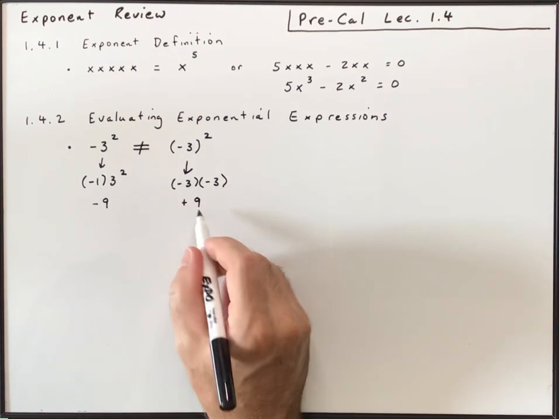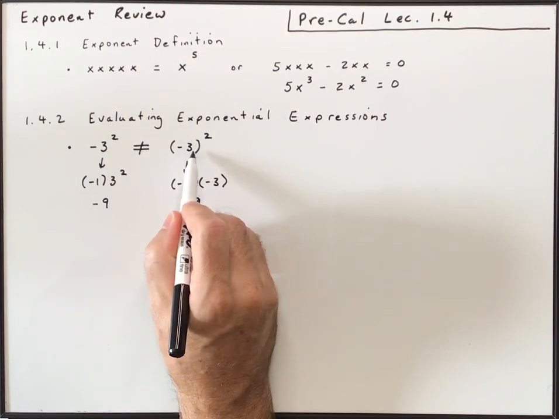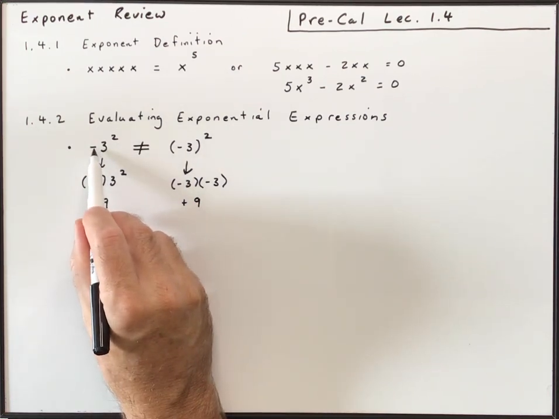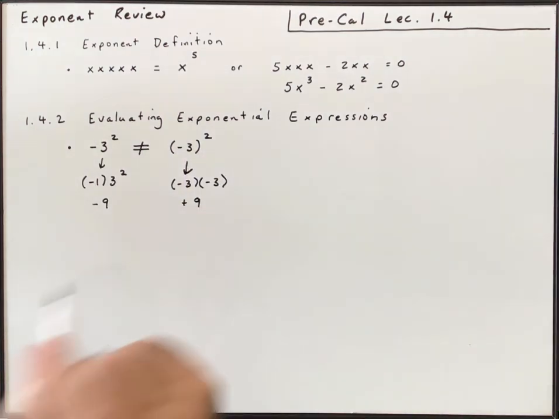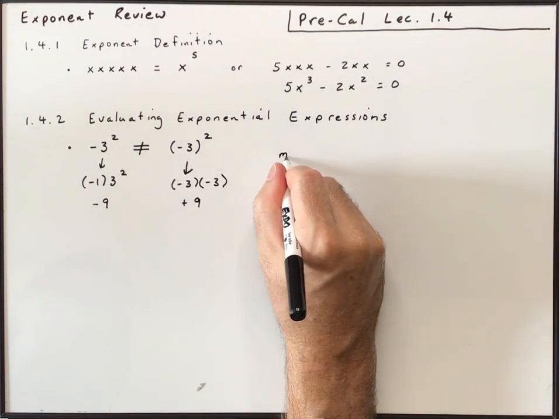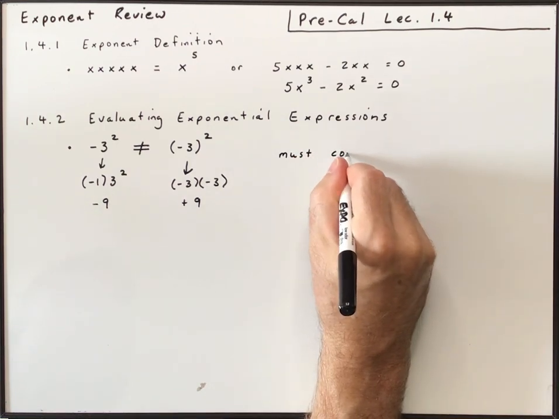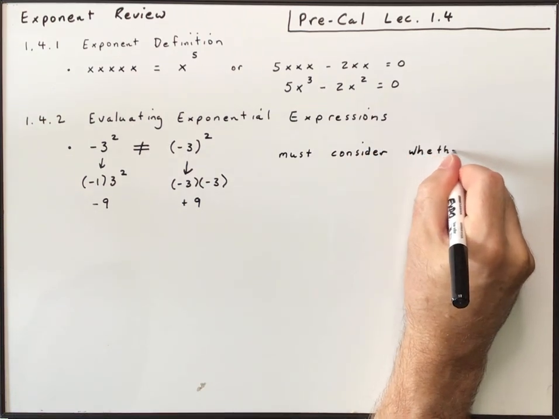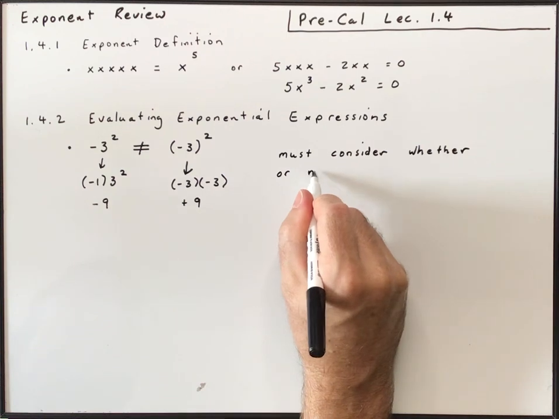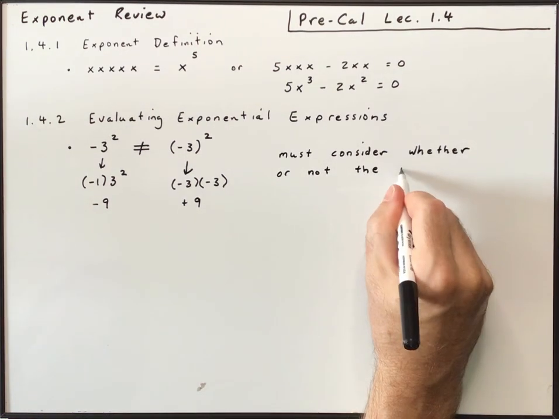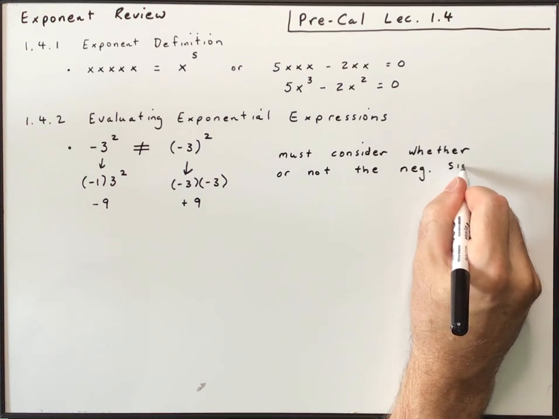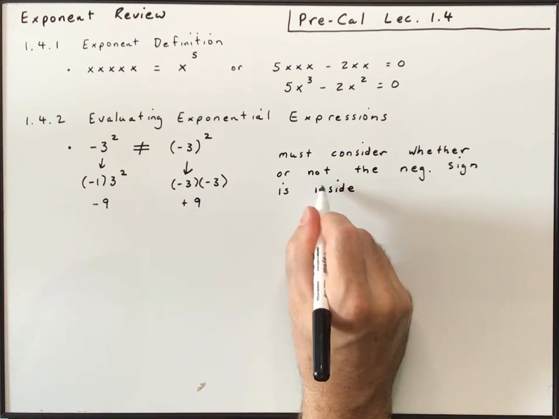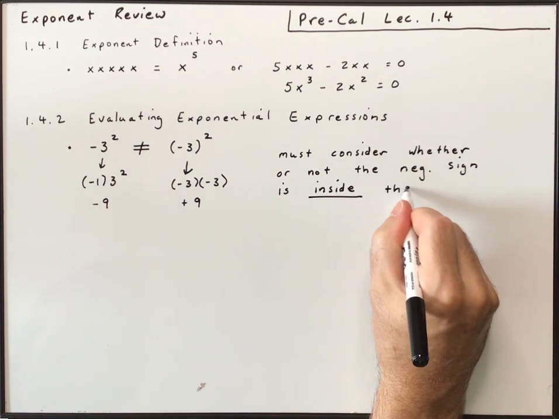So you have to be careful with your parentheses, okay? A lot of times this would be considered 9, but it's not 9. It's only 9 if that negative sign is within the parentheses. So you must consider whether or not the negative sign is inside the parentheses.